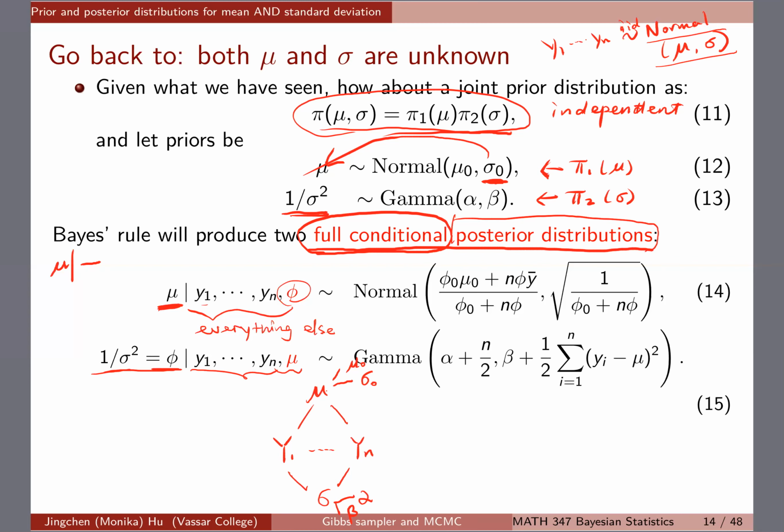We can do that, but before we do that, I want you to convince yourself that, even without doing it, by the definition of full conditional posterior distribution, that is, if I'm working with mu, I'm assuming that phi is known. And if I'm working with phi, or 1 over sigma squared, I'm assuming that mu is known. So can you come to the conclusion of the full conditional posterior distributions of 14 and 15 based on the definition that we just covered? Or not?